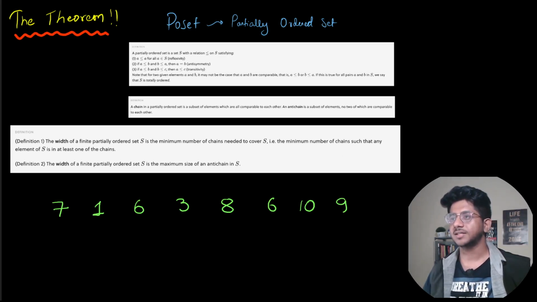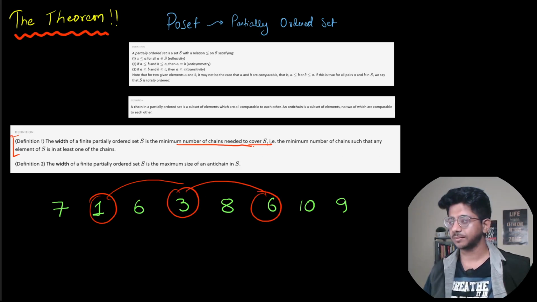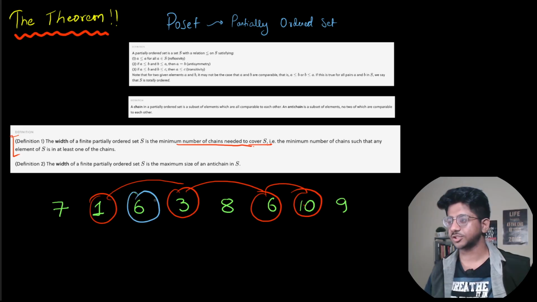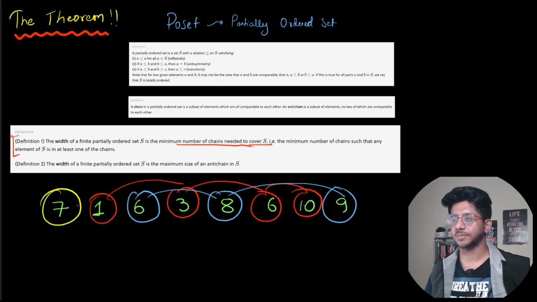Another thing we call width is essentially the minimum number of chains you need to cover S. Essentially, it's the same problem in this case. We have to find the minimum number of chains. Remember, this was one of the chains. This was another chain, and let's say this is another chain, separate. So there are 3 chains. So in this case, the width of this particular thing is equal to 3. That's what we are in fact looking for.